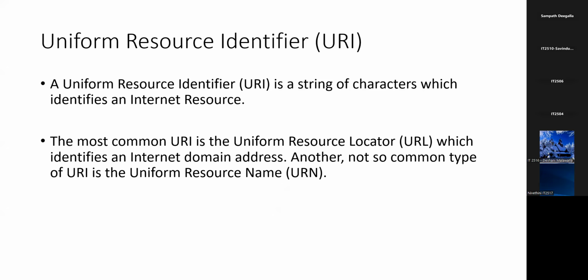Now, when we are going to use this, we use something called a Uniform Resource Identifier, or URI. These are called namespaces. They are identifiers, but not actually a web resource, right? The most common URI is the URL, the Internet Domain Address, and another is the URN, called Uniform Resource Name, that can be used as a Uniform Resource Identifier.